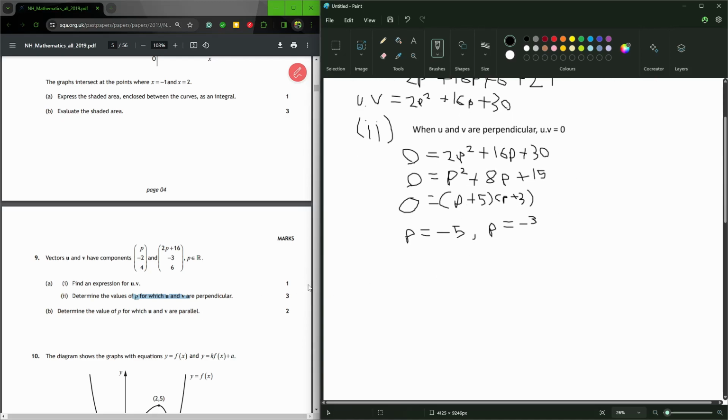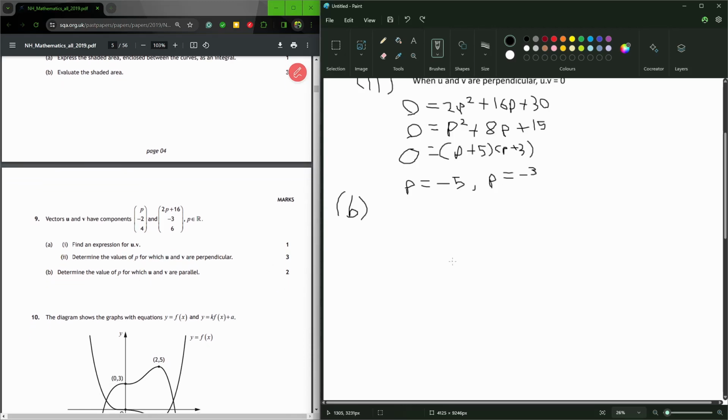Pretty simple, eh? And then B determines the value of p for which u and v are parallel. This is a bit more annoying if you ask me. It's a bit annoying to explain how to do it. But essentially you need to find ways to link u and v to see how they can be made factors of each other.